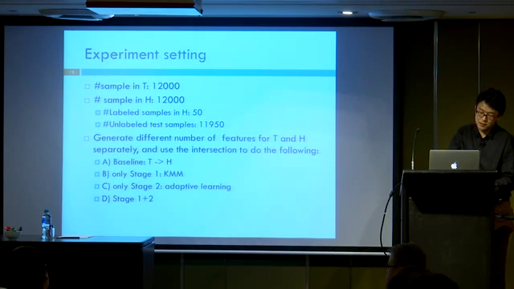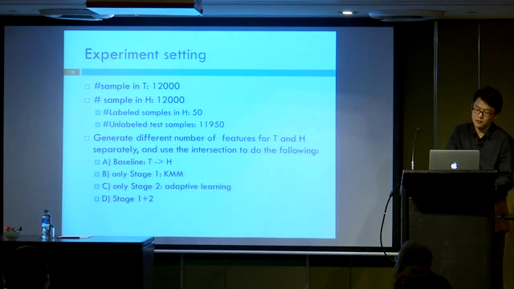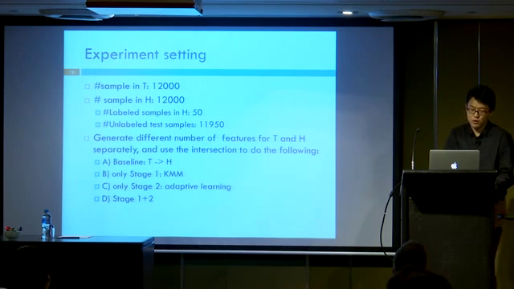The first method is the baseline, which means we learn a classifier on domain T and directly apply it to domain H. The second one is to only apply the kernel mean matching on domain T, then build a model and apply it on domain H. The third method is to only use adaptive learning without kernel mean matching.